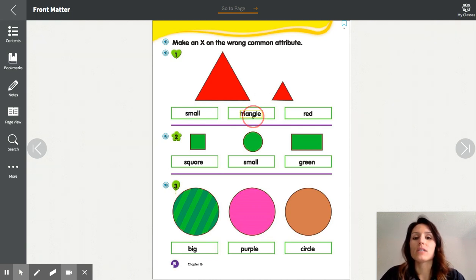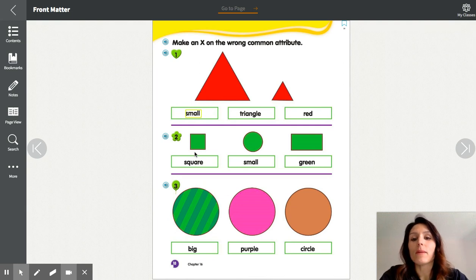So this next word says triangle. Are they both triangles? Yep, so that's right. Are they both red? Yes. So in fact, the one you want to cross off is this one here. They are not small. So go ahead and make an X over that word small.